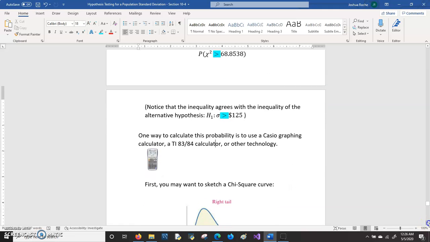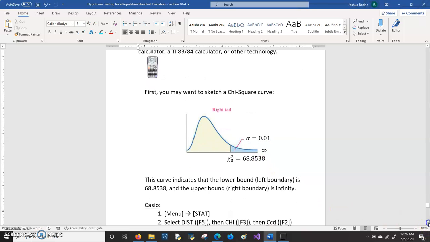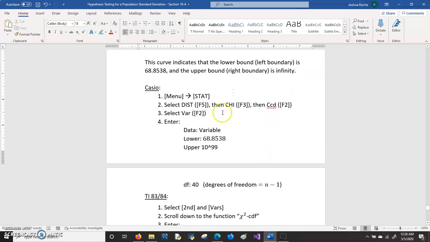So one way to calculate this probability is to use a calculator, and it never hurts to draw out the curve again. So here's our curve. This is on the right side of the tail. This cutoff chi-squared value is 68.8538. That's the left boundary. The right boundary is infinity. It just goes on forever this way. So on the Casio, you would take the same steps as before, except now the lower bound is the 68.8538. The upper bound is infinity, so you want to put 10 to the 99. Degrees of freedom is 40.